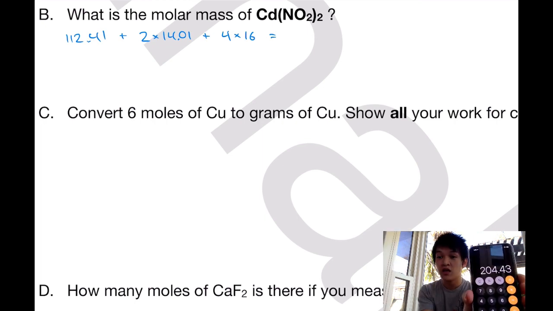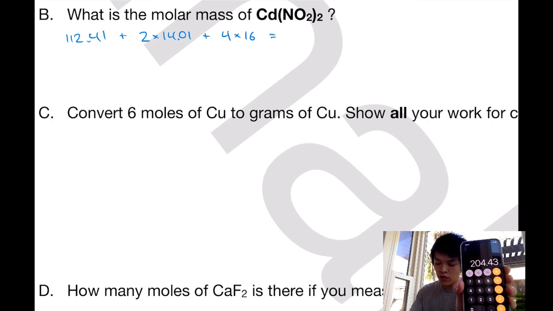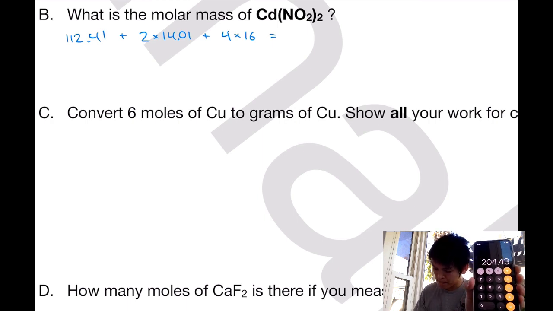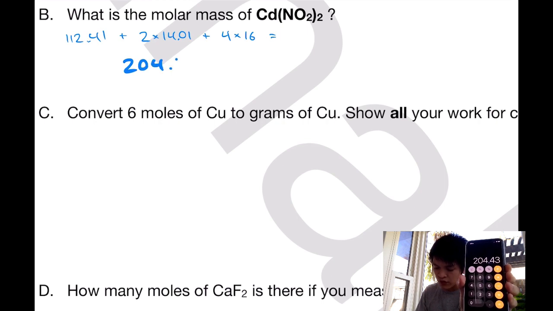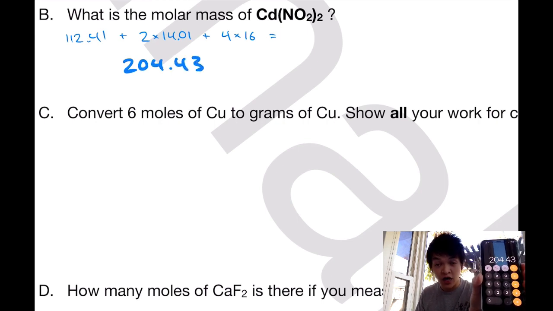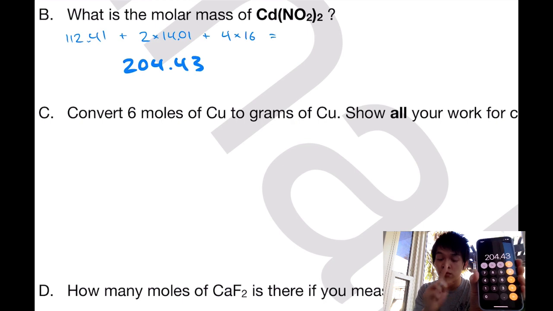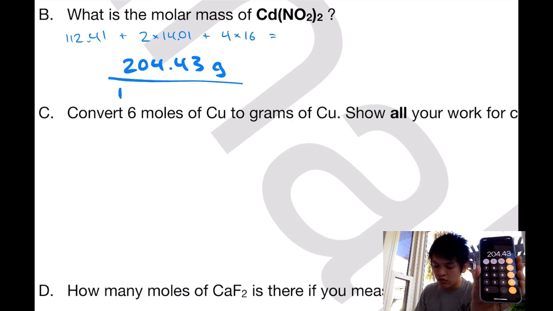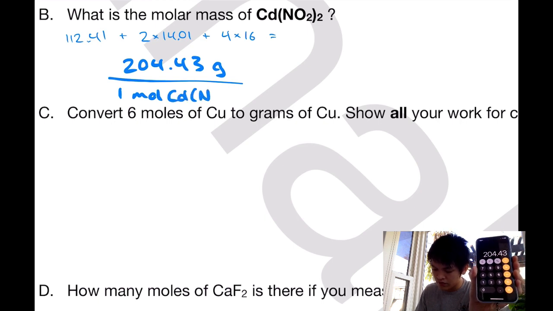And this is what I'm getting after typing that in. 204.43. 204.43, and this is again how many grams there are per 1 mole of that substance. Grams per 1 mole of cadmium nitrite.